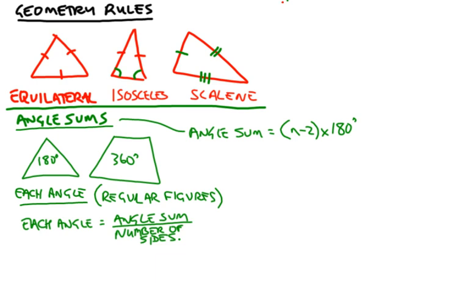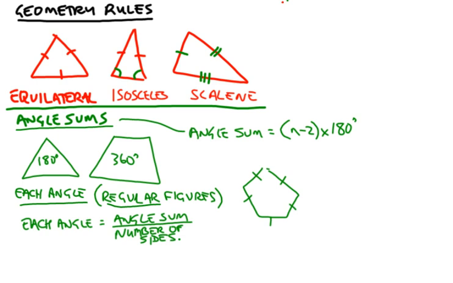Now if we want to find the size of each angle in a regular figure, now a regular figure has the same length side, so it might be like a square is a regular quadrilateral, and you might have a regular pentagon, if I can draw properly, where all the five sides are the same length.